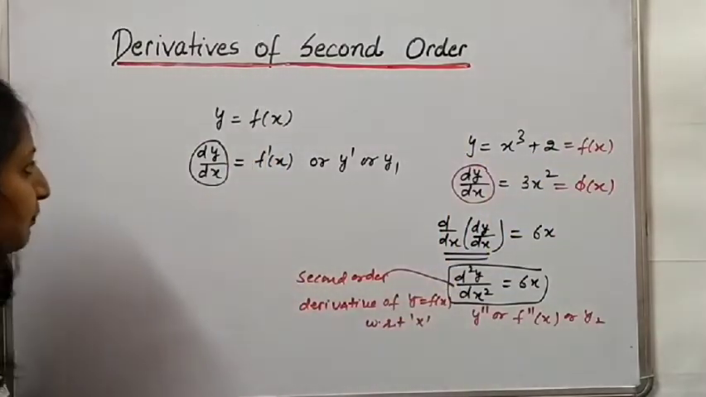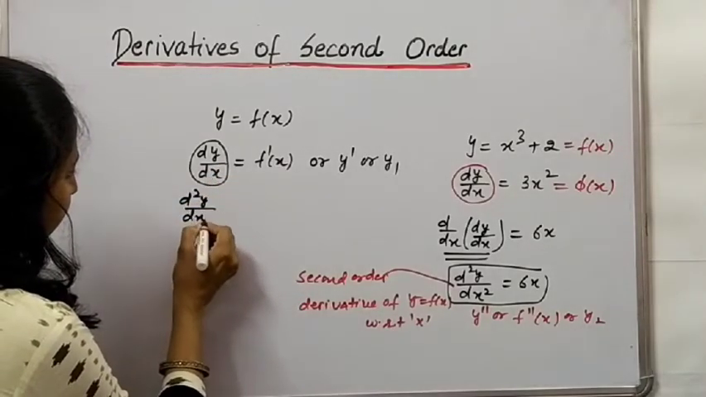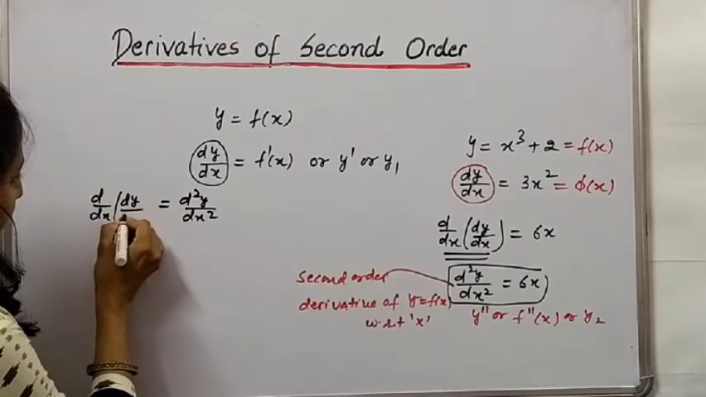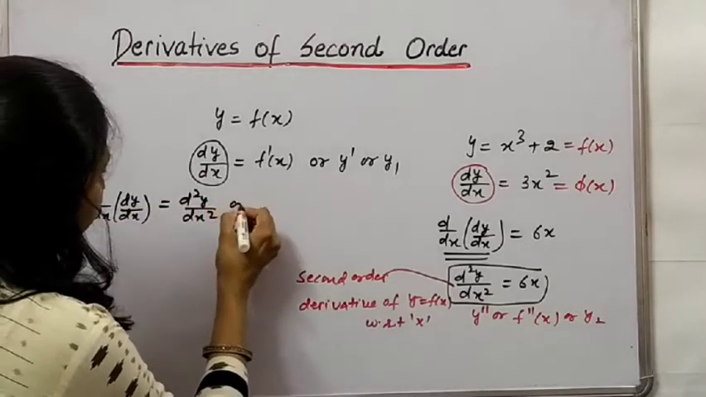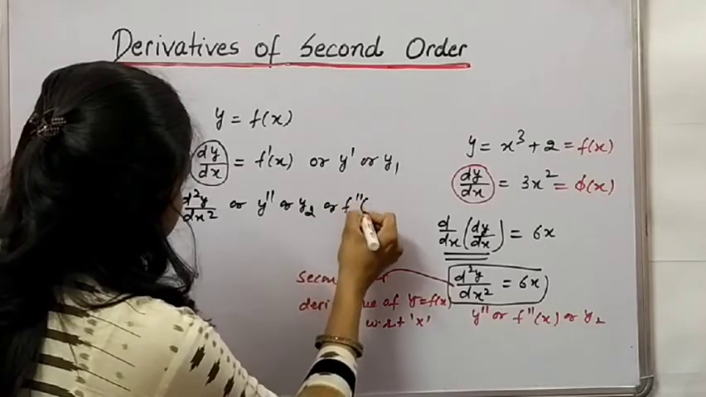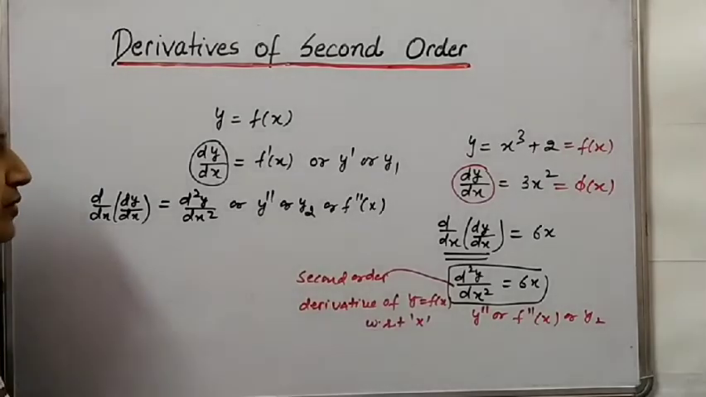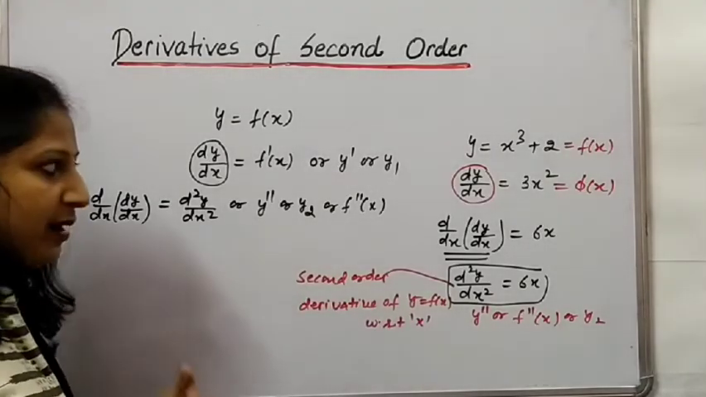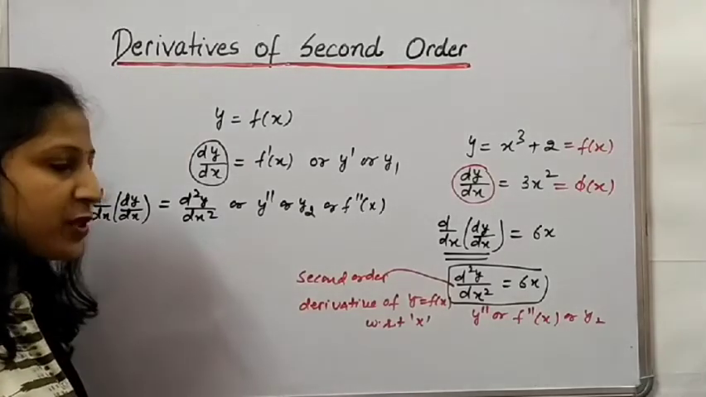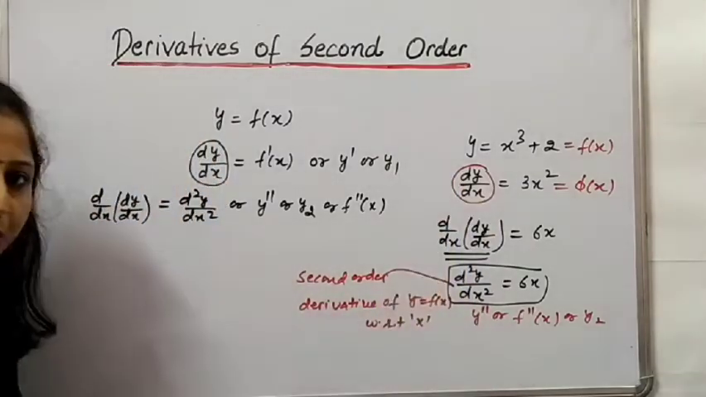So students, it's very simple. Here d2y upon dx square means derivative of dy by dx with respect to x, okay? Or we can use the notation y double dash or y2 or f double dash x, right students? So it's very simple. Derivatives of second order means differentiate again. After differentiating once, if we differentiate the function again with respect to x, then that will be the second order derivative of a function y with respect to x, right?